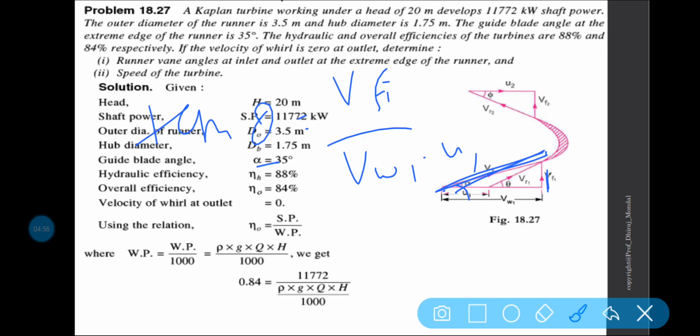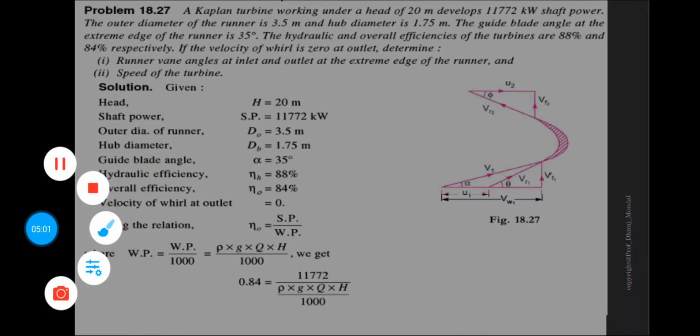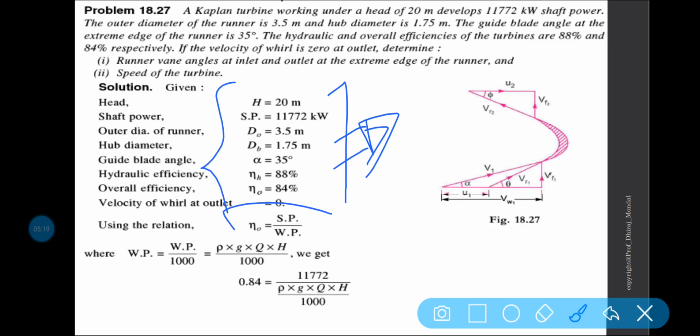Okay, so first of all, based on the given data you have to realize how we can solve this, how we can link it, and how we can find out that particular thing. The shaft overall efficiency is given by shaft power by water power, and as we know the water power is equal to rho g q h by 1000.